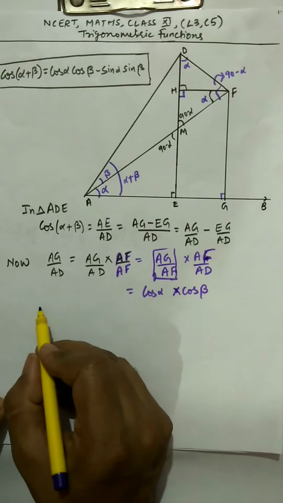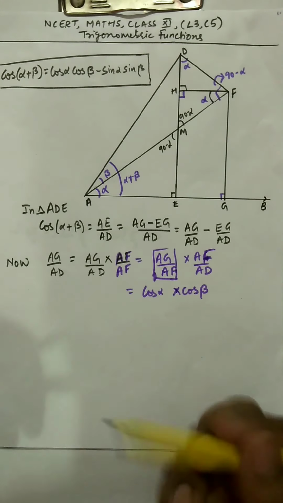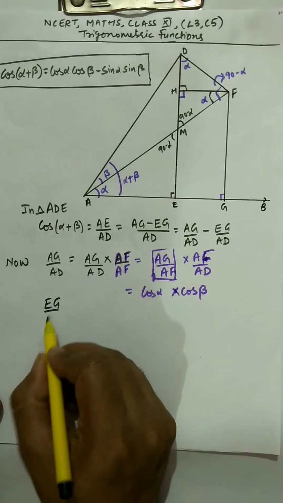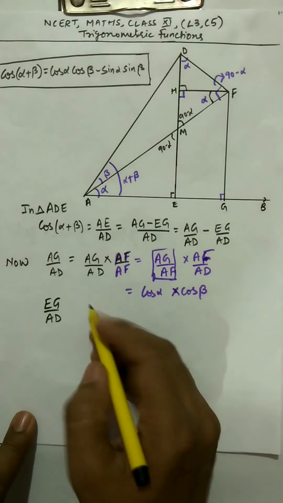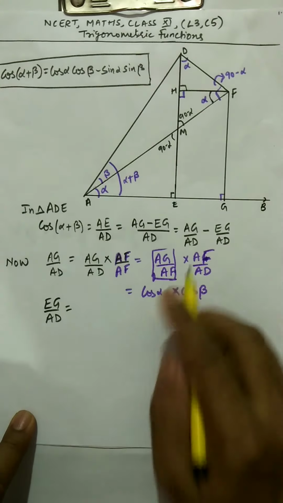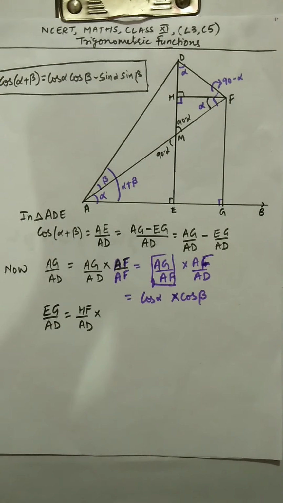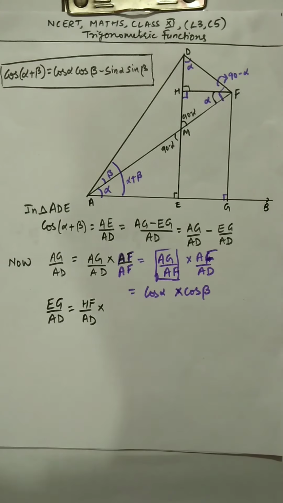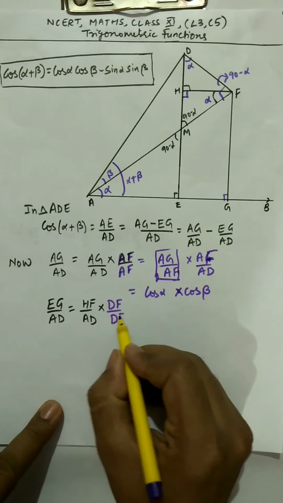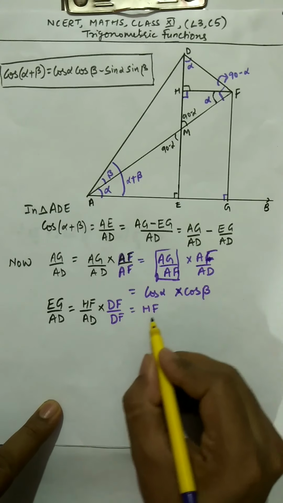Now next one is EG upon AD. You see that EG, this EG is actually equal to HF. So you can write that as HF, and this is AD. Now again we multiply and divide by some length, and you have to understand which length will be multiplied so that we'll get the desired answer. So I'm gonna multiply by DF and divide by DF. So again we do HF upon DF.